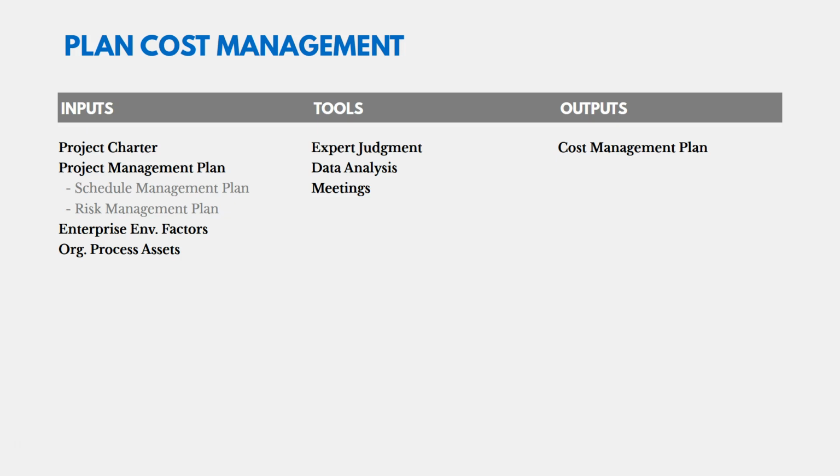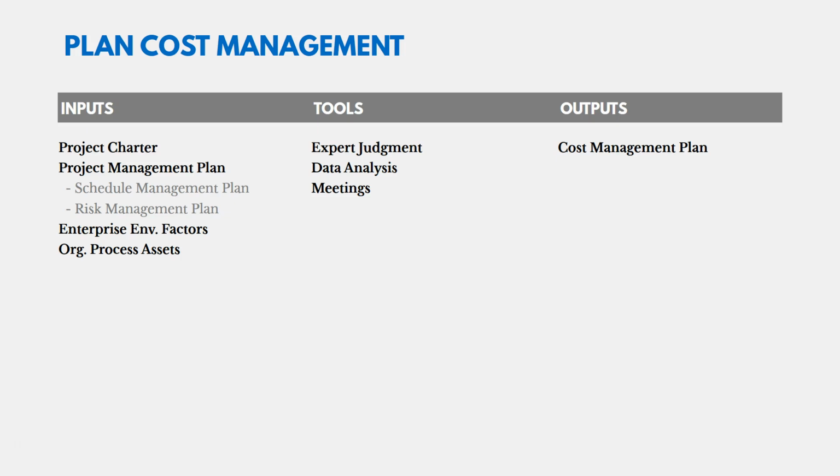So in these plan blank processes, like plan cost management, plan schedule management, and so on, the project management plan is always going to be an input, and individual plans are going to be an output, in this case, the cost management plan. And then enterprise environmental factors and organizational process assets.